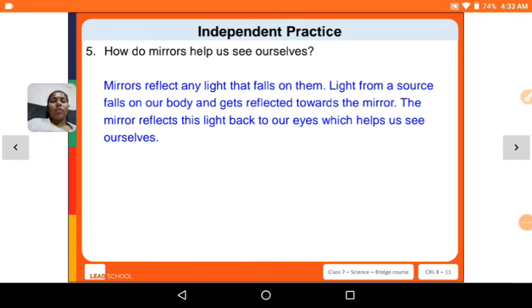Now write all these 5 answers in your notebook and send them to me as homework. We are now at the end of the physics bridge course. In today's lecture we performed 2 activities and practice questions. Send these 5 practice questions as homework and we are completing the physics bridge course.